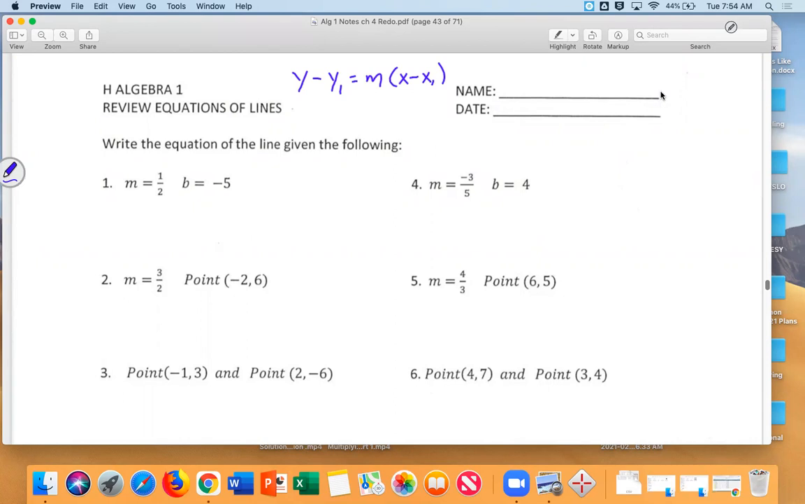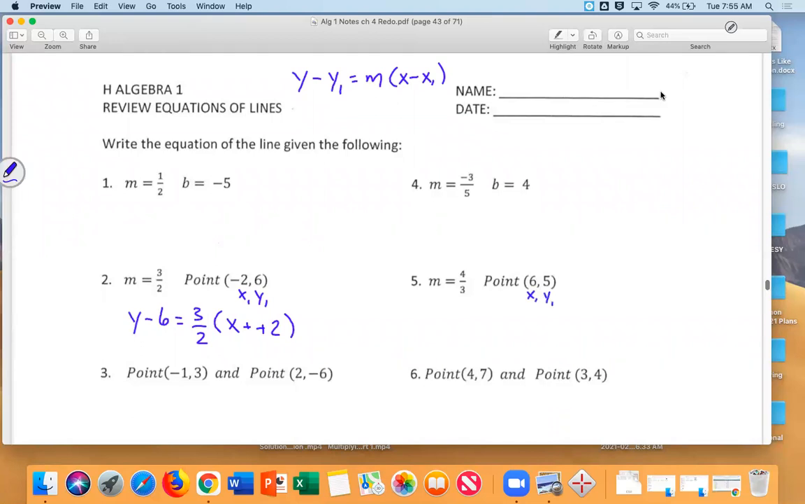And now all we do is label our points. So I give you a point and the slope, x1, y1, and all we're going to do is plug it in. So it'd be y minus 6 equals 3/2 times x minus -2. But we all know two negatives make a positive, so I just simplify that out. Pretty easy, right? Pretty straightforward.